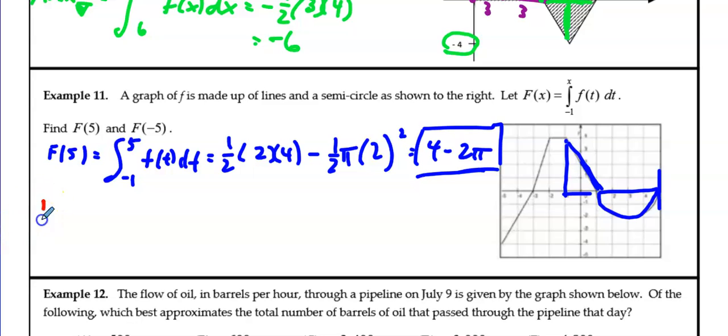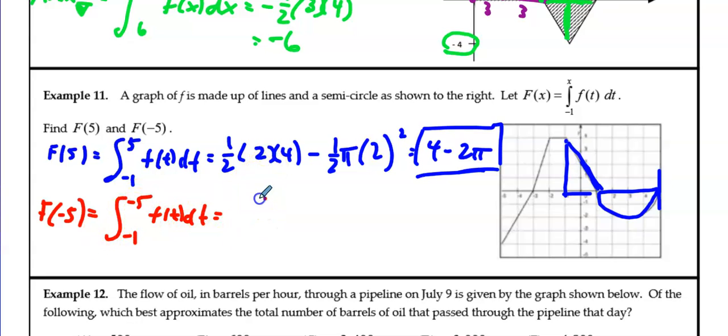Okay, so now let's look at F of -5, right? F of -5. So we're going to go from -1 again, and we're going to plug in -5 here. We're going to do the integral from -1 to -5 of f of t dt. Now the first thing we're going to do is apply one of the theorems that we used before. Remember, we want this number here to be the smaller of the two, right?